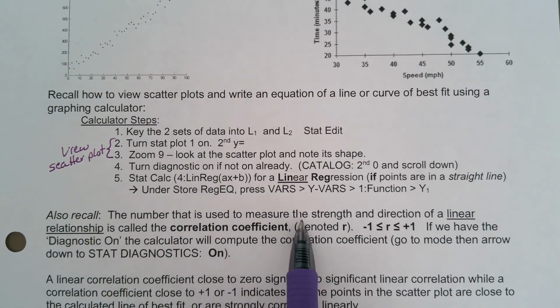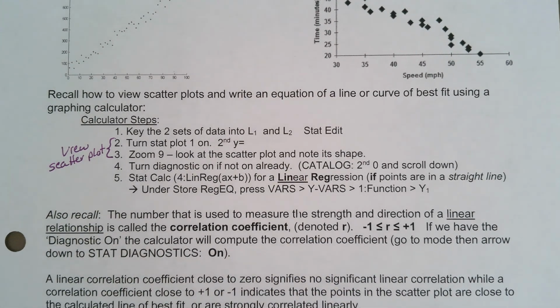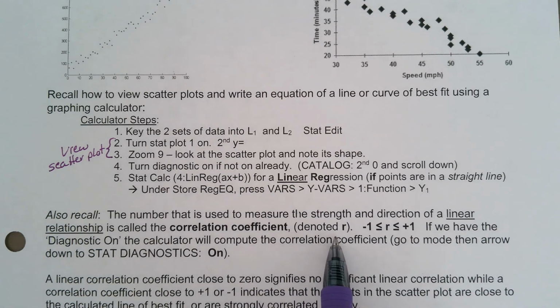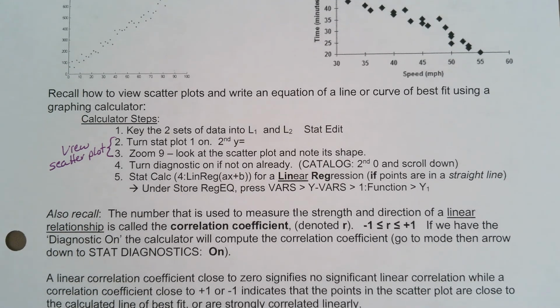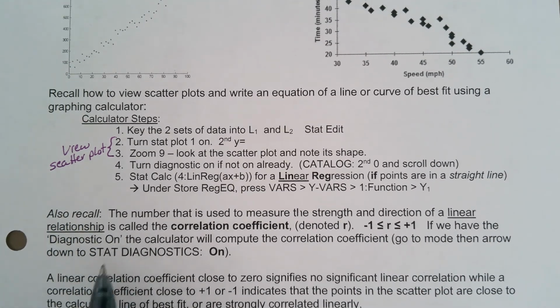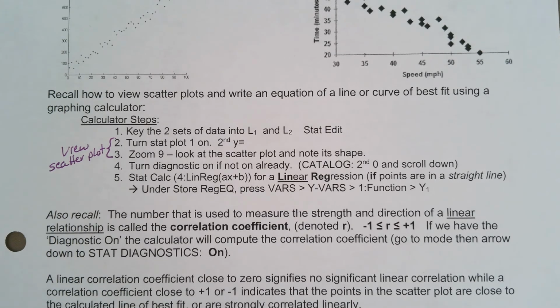The number that is used to measure the strength and direction of a linear relationship is called the correlation coefficient, denoted by lowercase r. We'll be working with that today. R is between -1 and +1 inclusive. So we have to have diagnostic on, and the calculator will compute the correlation coefficient.